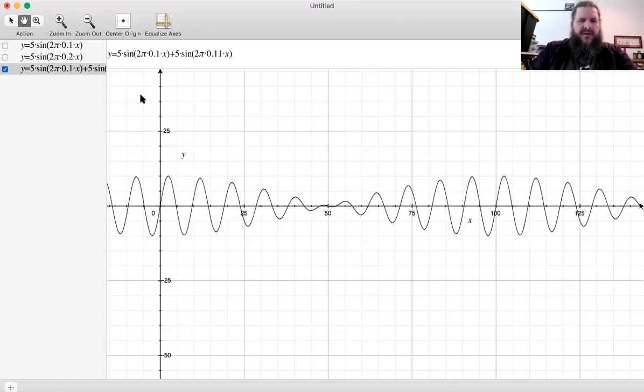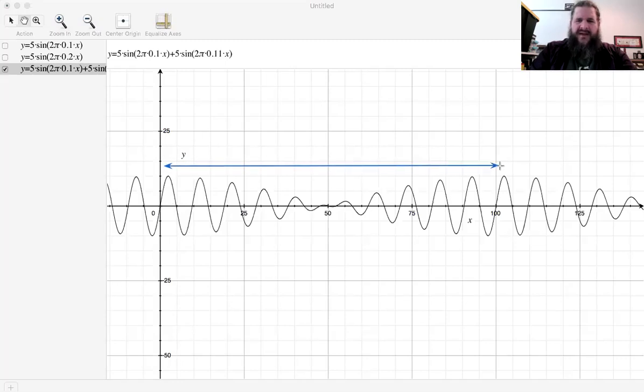So we've got these two waves added together, the one with frequency 0.1 hertz, one with frequency 0.11 hertz. And it takes 50 seconds to go from loud to quiet, and then another 50 seconds to go from quiet to loud. So that time span from loud to the next loud would be the beat period.